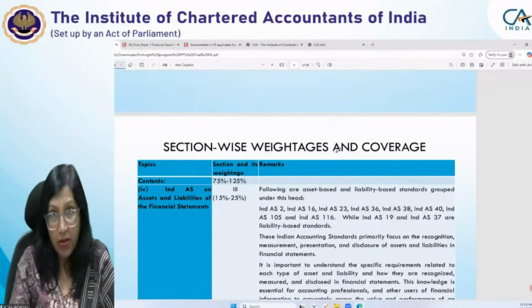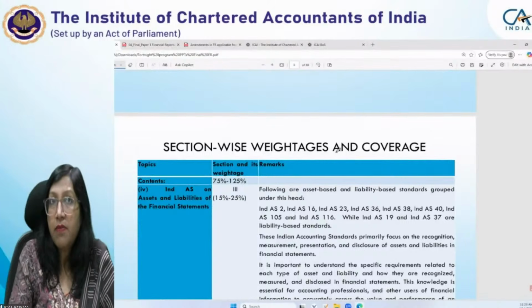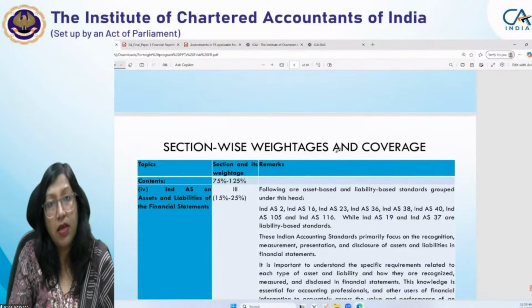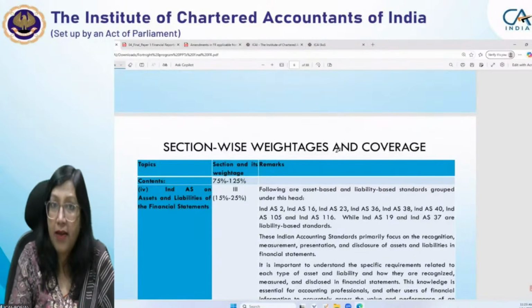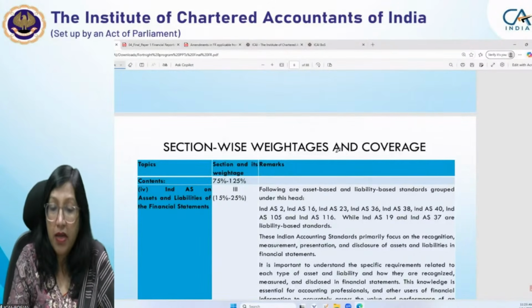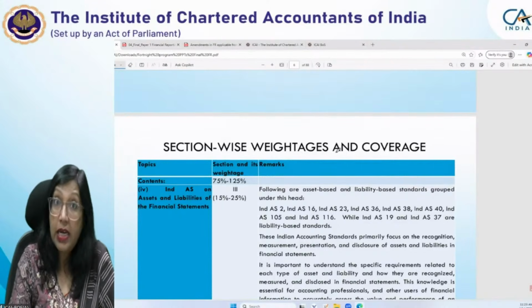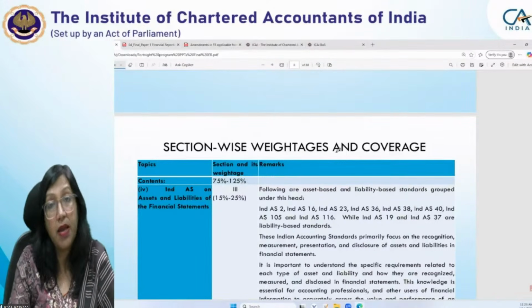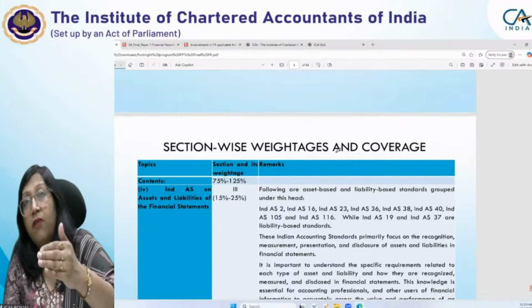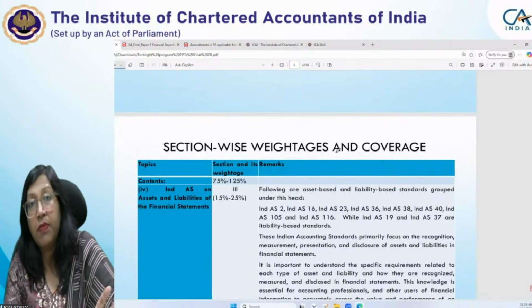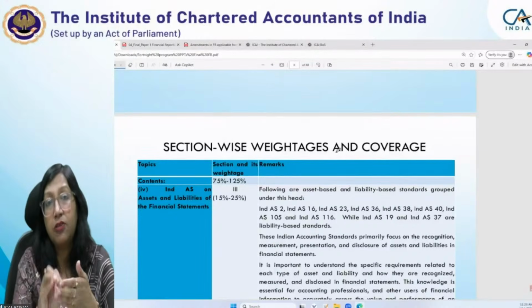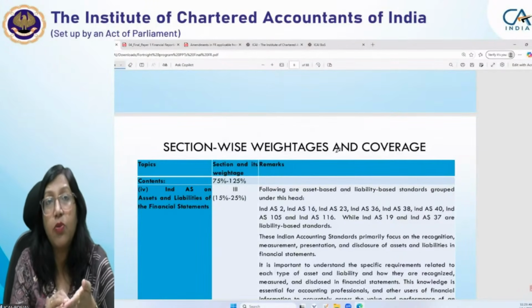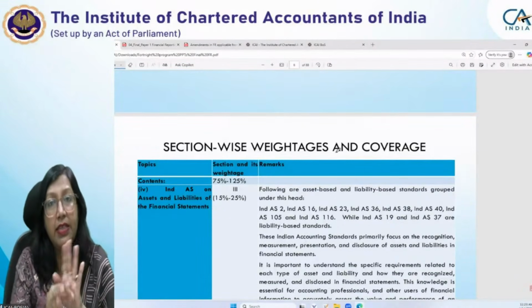Ind AS 116 is a very important standard because it gives you questions of 8 marks. Ind AS 16 also carries questions which can be of 8 marks. Similarly for Ind AS 33, and Ind AS 36 impairment, you will find such big questions of 8 or 6 marks. So what I want to say is that from these topics, you have to find those questions which may be of at least 8 or 6 marks.